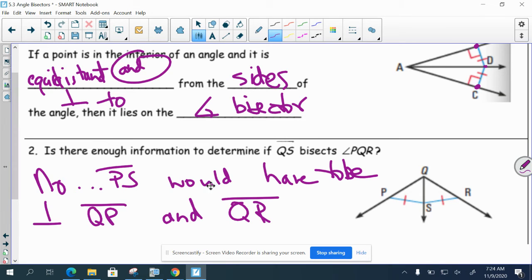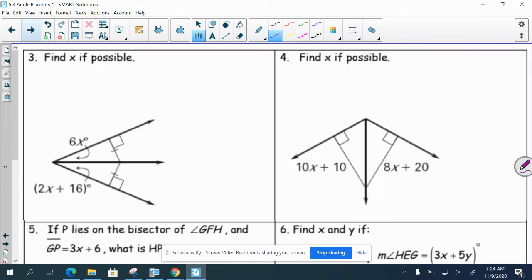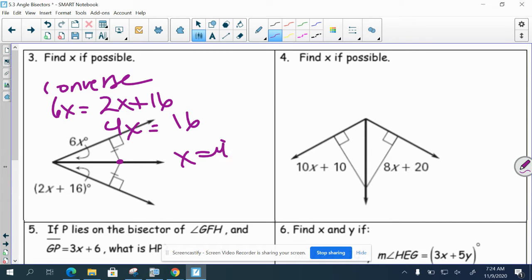Okay, so a few other examples. Find x if possible. Well, here by the converse theorem, we know that this point would lie on the angle bisector because it's marked congruent from the sides and it's at a right angle. So we could say that 6x equals 2x plus 16. So 4x equals 16, x is 4. How about here? Here you wouldn't be able to say so because you don't have angles marked congruent. You have a right angle here, but you don't know that these are congruent. So not possible. Not enough information.